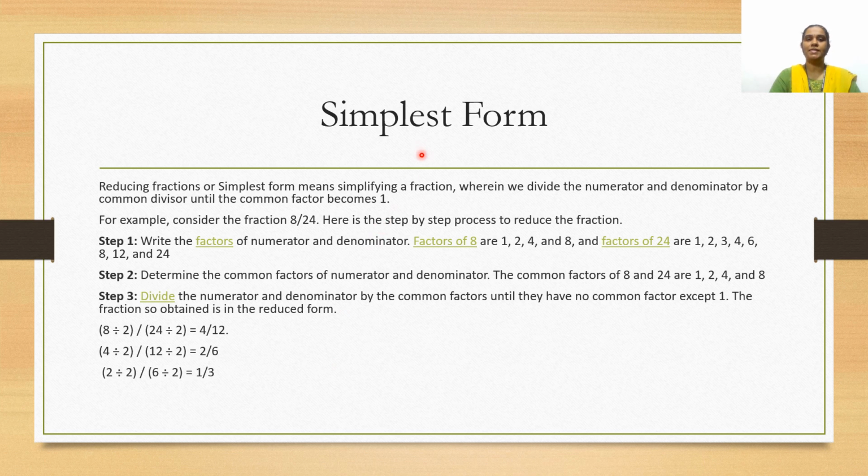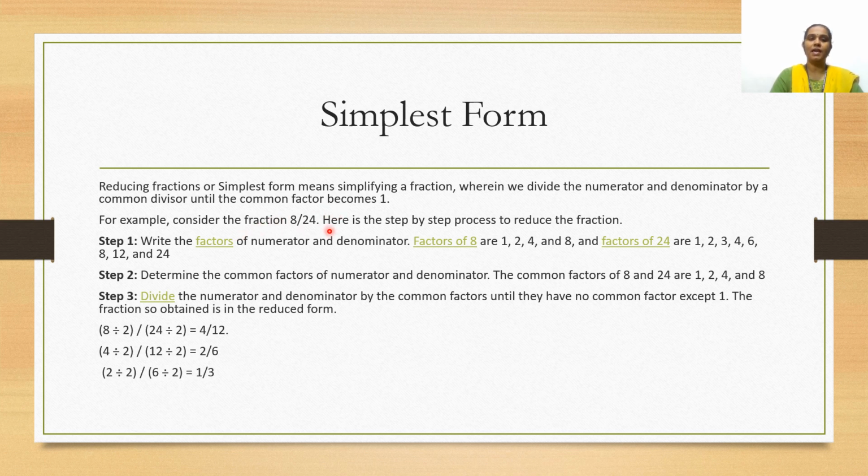Next, we are going to see reducing the fraction to simplest form. A fraction is there and we can reduce it to simplest form, which means we can simplify the fraction when we divide the numerator and the denominator by the common divisor, and it can be reduced to simplest form until the common factor is 1.